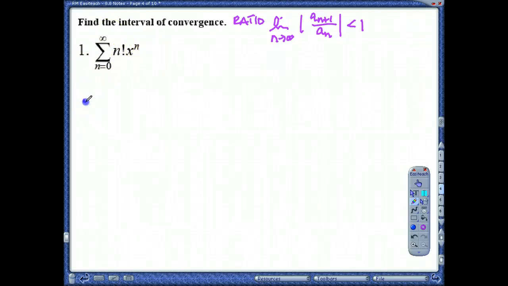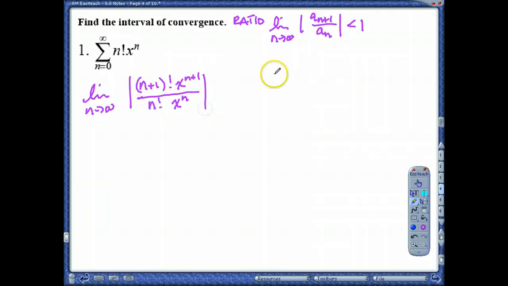So we're going to get it started. The limit as n approaches infinity. We are going to do the n plus 1 term, so n plus 1 factorial times x to the n plus 1, all over the nth term, n factorial x to the nth. And then we're going to simplify that all out.